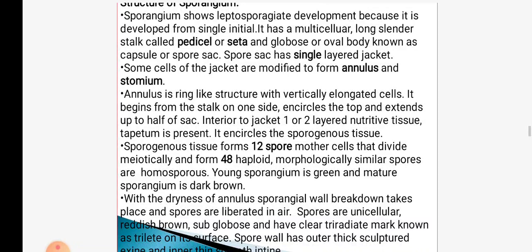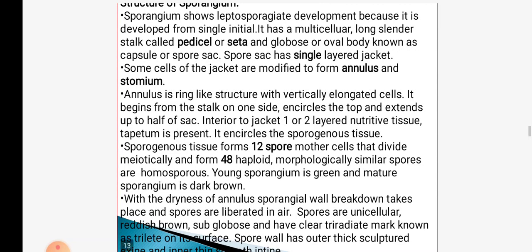Morphologically similar spores are present in spore sac. So, condition is homosporous condition. Young sporangium is green and mature sporangium is dark brown in color. With the dryness of annulus, sporangial wall breakdown takes place and spores are liberated in air.